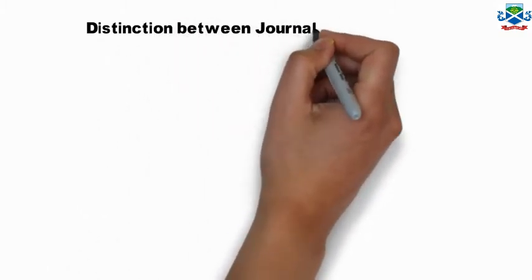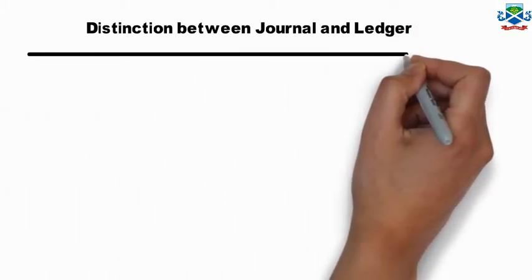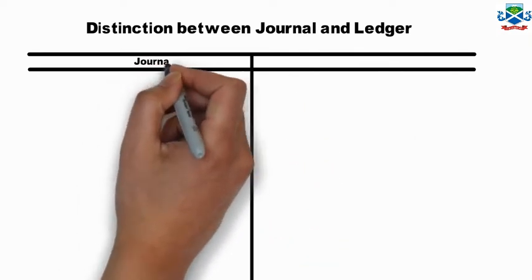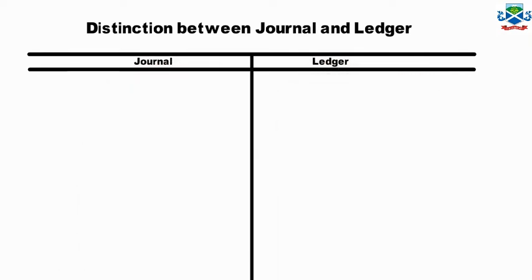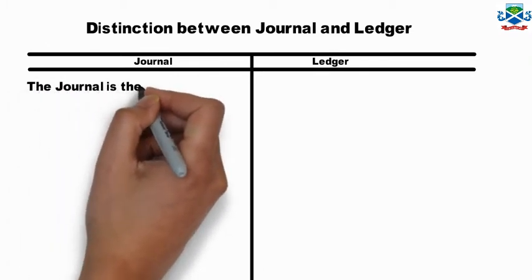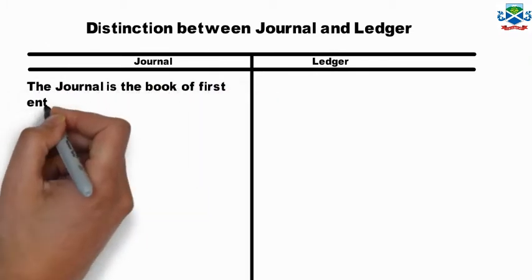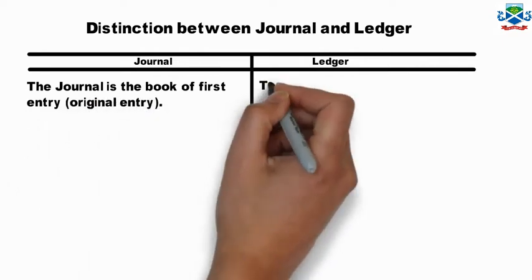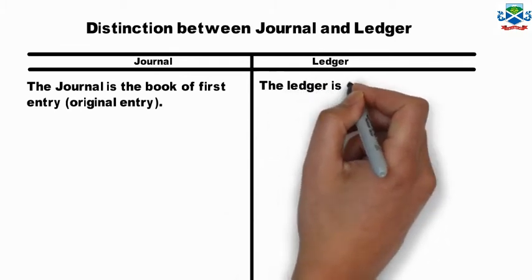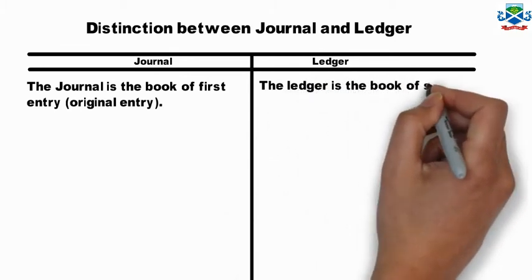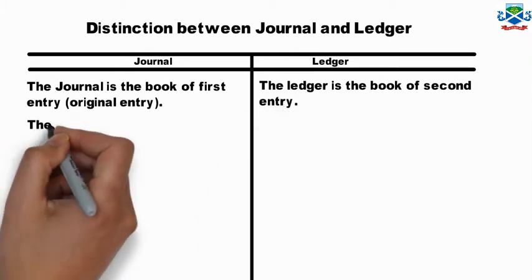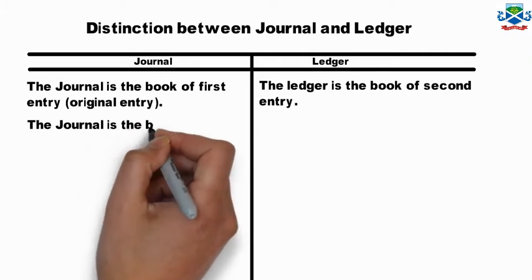What is the distinction between journal and ledger? We learned journal earlier. Now what is the importance of doing the ledger? If you know these differences, then it will be clear why we are doing ledger. Journal is the book of first entry or original entry. As soon as a transaction is over, we immediately enter it in the journal. Ledger is the book of principal entry or the second entry. It is also the principal book, because the final record is made in the ledger.